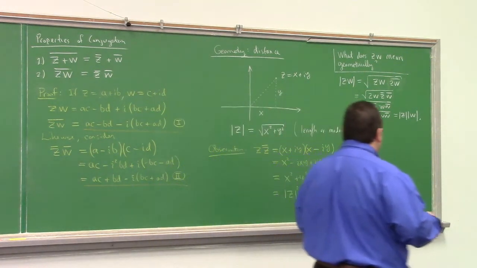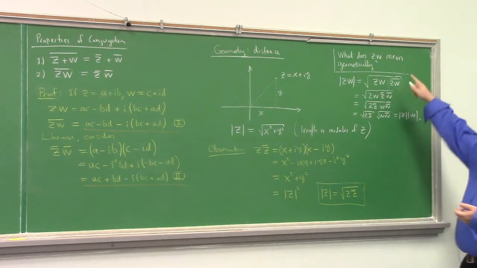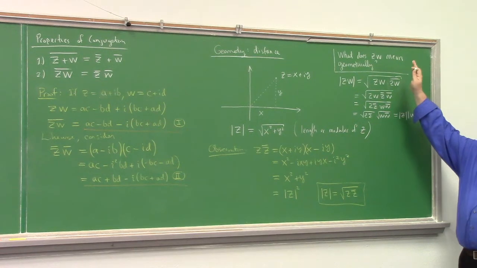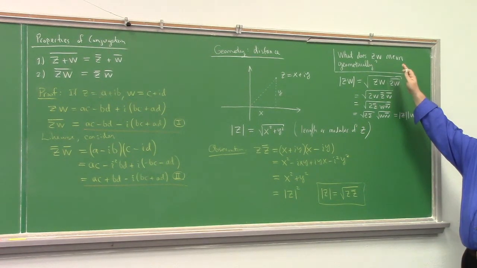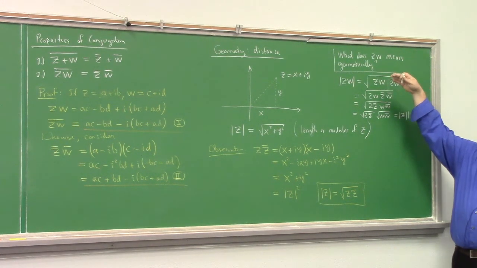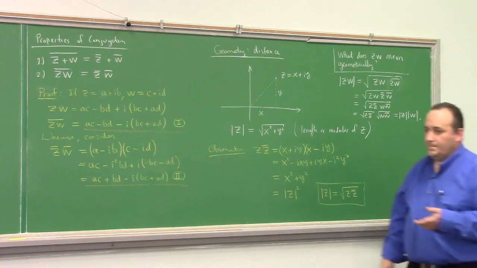But it's interesting. Now, we haven't completely answered this question yet, because to really understand geometrically what complex number multiplication means, we need to look at a discussion of the polar angle with respect to the complex plane, all right?